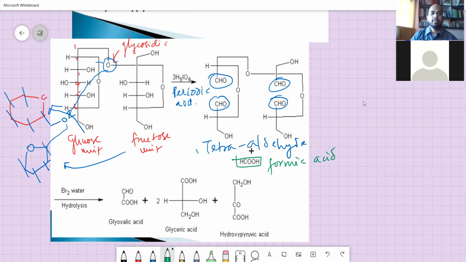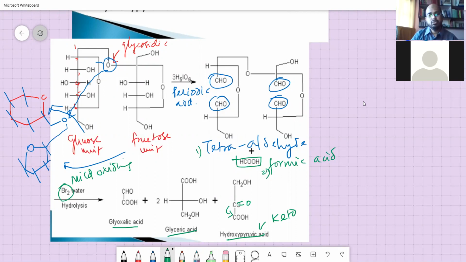Tetraaldehyde is one product, formic acid is the second product. Now it is further oxidized by means of the bromine water. Bromine water is a mild oxidizing agent, and it gives glyoxylic acid plus glyceric acid plus hydroxypyruvic acid. Hydroxypyruvic acid is a keto acid. Here you can see the C double bond O group plus one COOH group. It's a very important reaction, and it establishes the number of carbon atoms there.